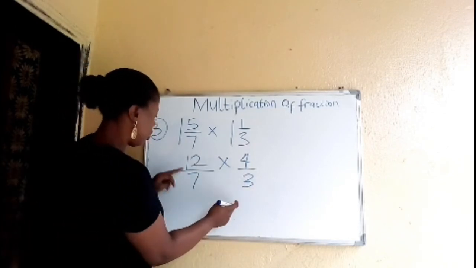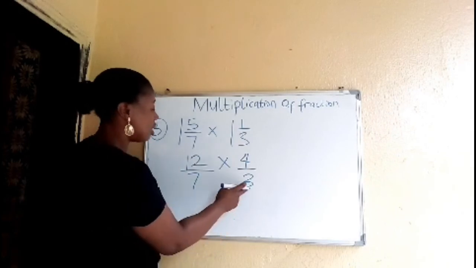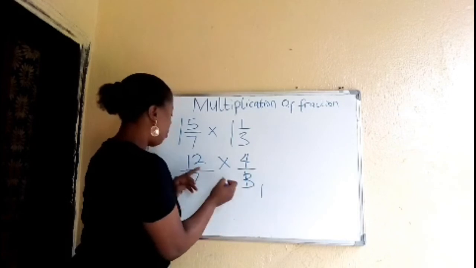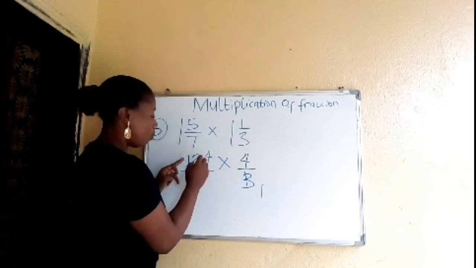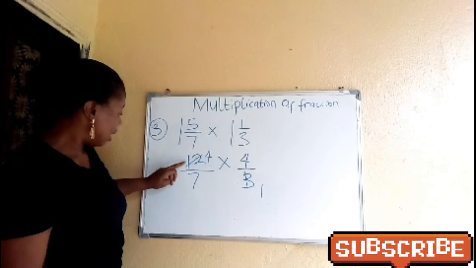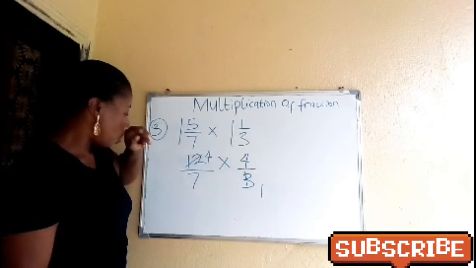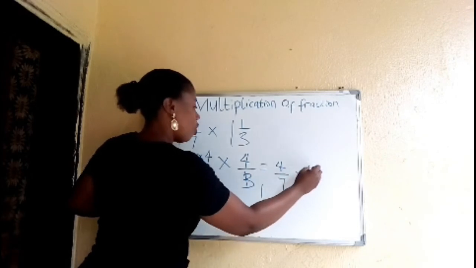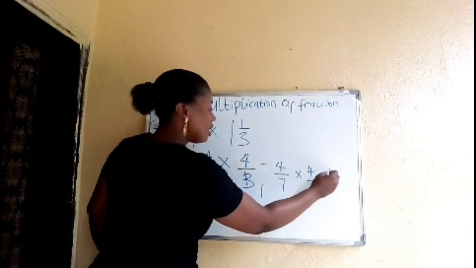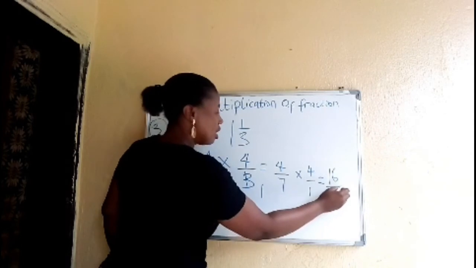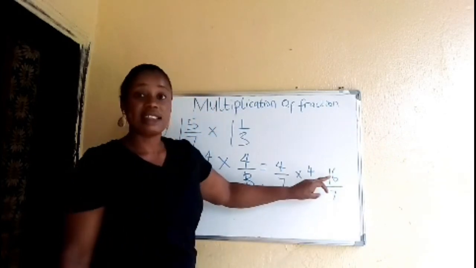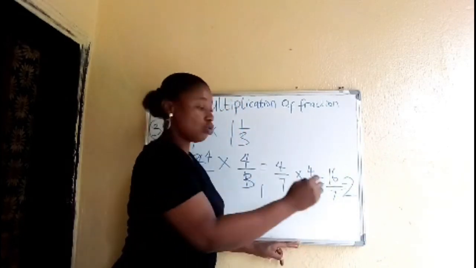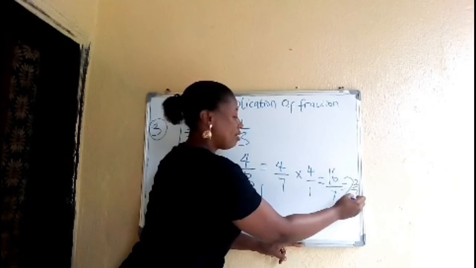So 3, 12. 3 is a multiple of 12. So that means 3 can divide 12. How many 3 is in 3? It is 1. How many 3 is in 12? It is 4. Is there any number that can divide again? No, no other number. So we have 4 over 7 times 4 over 1. 4 times 4 is 16. 7 times 1 is 7. How many 7 is in 16? It is 2. Remember, we have 2 whole number, 2 over 7.